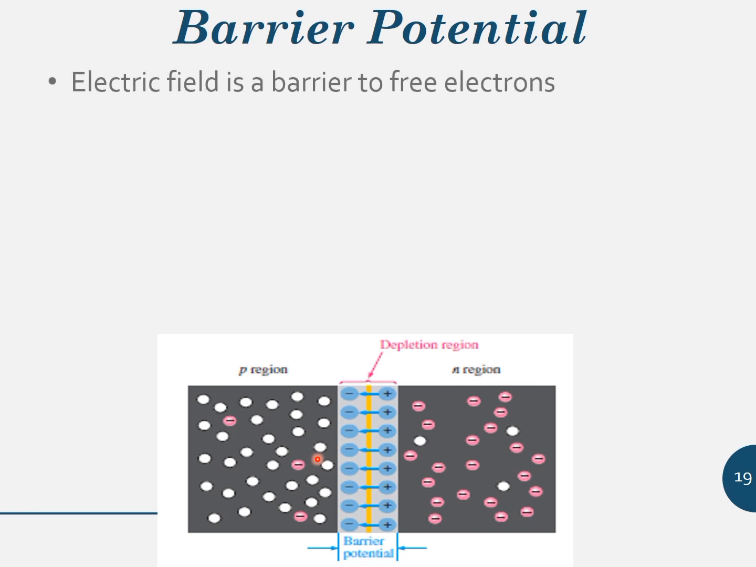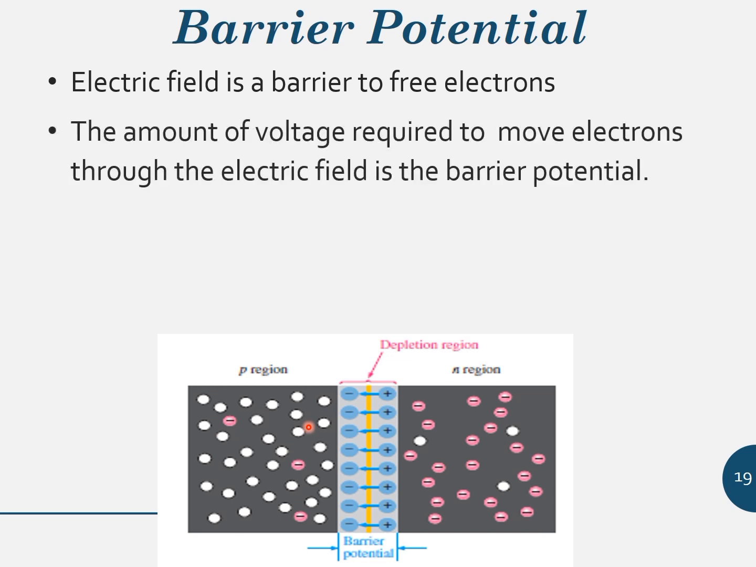The electric field is a barrier to the free electrons in the n region, and energy must be expended to move an electron through the electric field. So, the amount of voltage required to move electrons through the electric field is the potential difference of the electric field across the depletion region. This potential difference is called the barrier potential. It is expressed in volts.